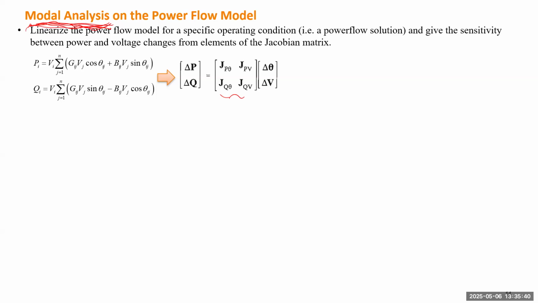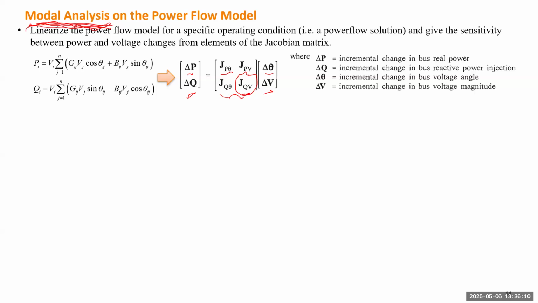The Jacobian matrix has 4 components, 4 blocks. So for instance, block P theta means how the P changes with theta, right? And block J QV determines how the Q changes with V. So definitely we know that this is actually the most important part for the modal analysis on voltage stability.